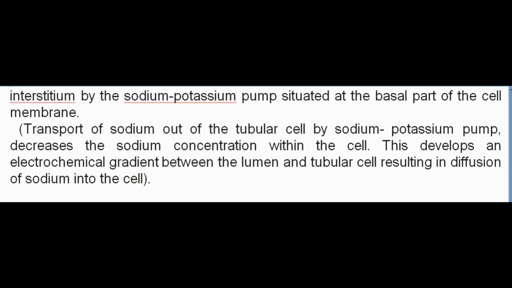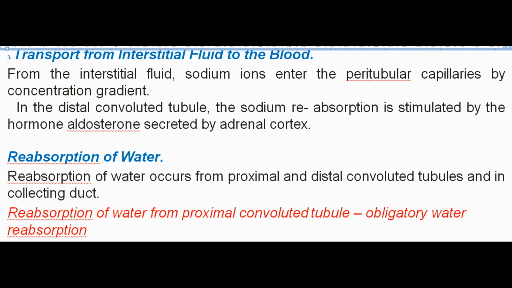Transport of sodium out of the tubular cell by the sodium-potassium pump decreases the sodium concentration within the cell. This develops an electrochemical gradient between the lumen and tubular cell, resulting in diffusion of sodium into the cell. Transport from interstitial fluid to the blood. From the interstitial fluid, sodium ions enter the peritubular capillaries by concentration gradient. In the distal convoluted tubule, the sodium reabsorption is stimulated by the hormone aldosterone secreted by the adrenal cortex.